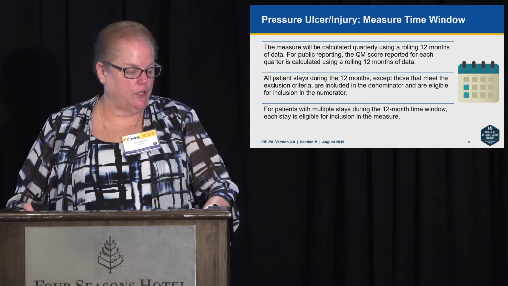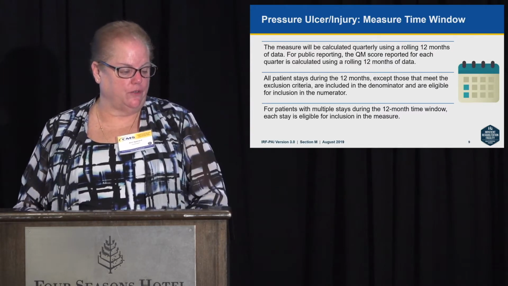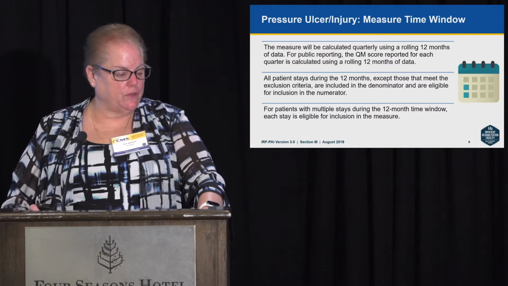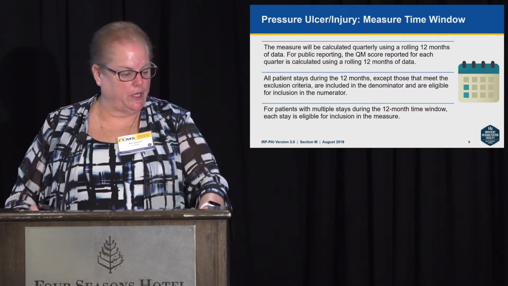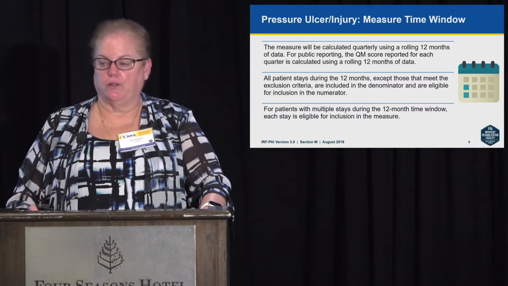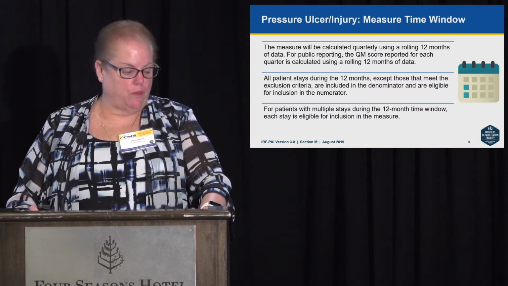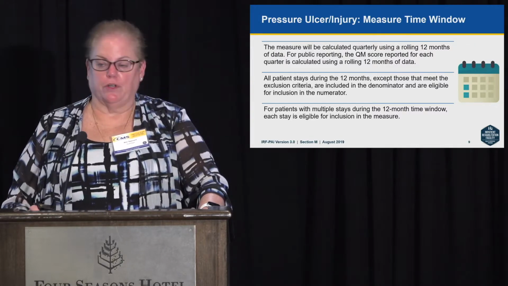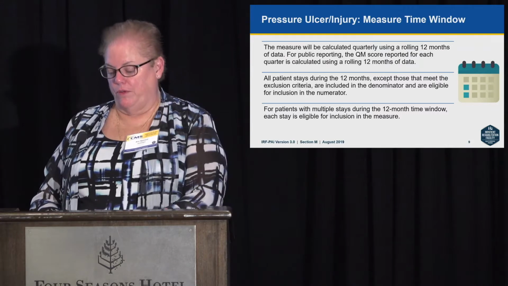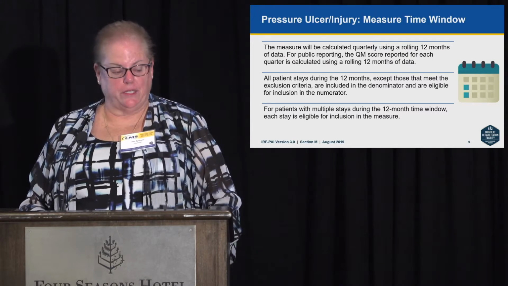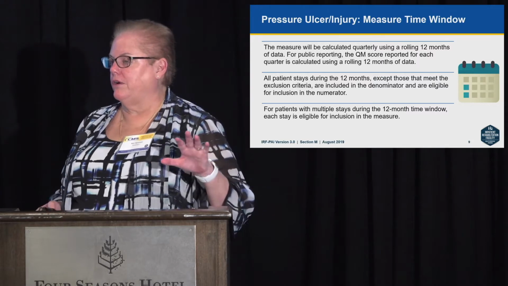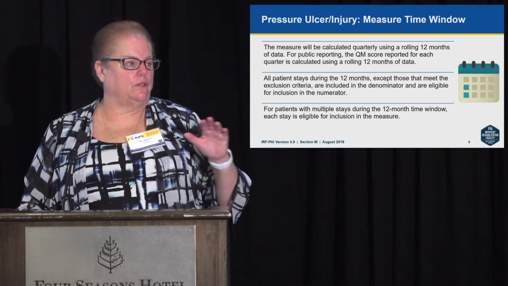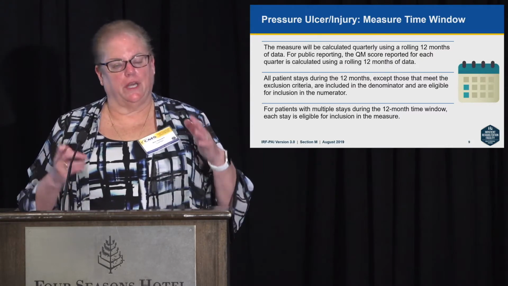For public reporting, the QM scores reported for each quarter are calculated using that 12 months of data. All patients staged during the 12 months, except for those that meet the exclusion criteria, are included in the denominator and are eligible for inclusion in the numerator. For patients with multiple stays during the 12-month time window, each stay is eligible for inclusion in the measure. So if you're into the measures piece of this and trying to understand it, these slides, I think, clearly articulate how we include, who's excluded, and how the measure is rolling, so that we understand what we're looking at.